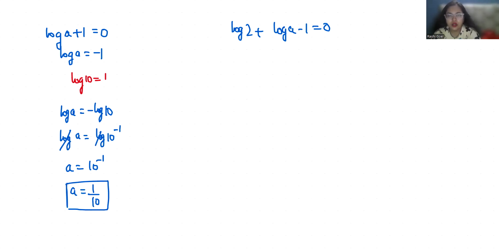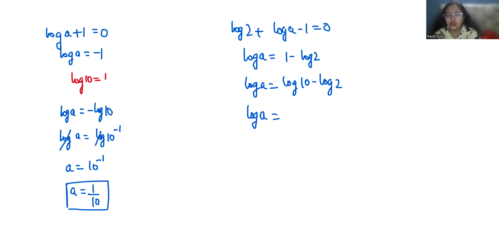Now here log a is equal to, this negative 1 goes to the side as 1, and this positive log 2 goes to the side as minus log 2. Now again we know that log 10 is 1, so log a is equal to log 10 minus log 2. Quotient rule of log: log 10 minus log 2 is log 10 by 2. So log a is equal to log 5. A is equal to 5. Two values of a are 1 by 10 and 5.